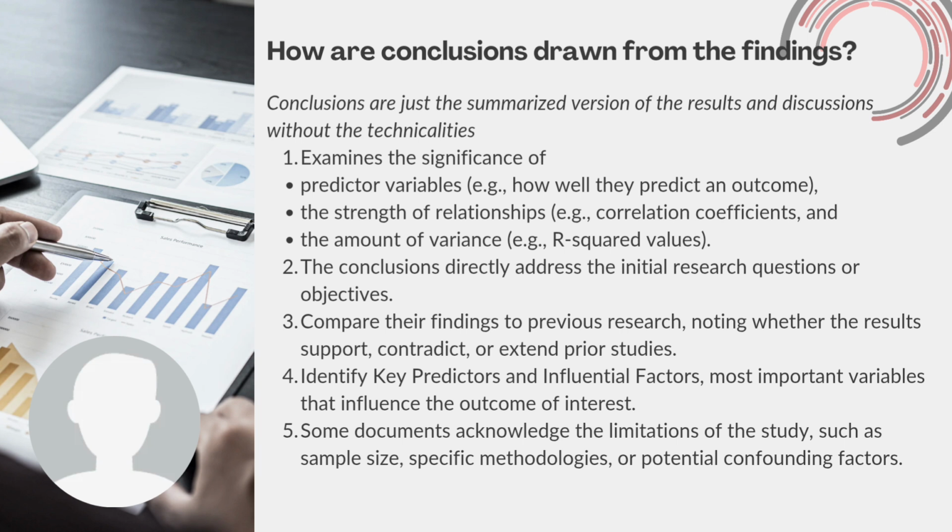Third, it compares the findings to previous research, noting whether the results support, contradict, or extend prior studies. Fourth, it identifies key predictors and influential factors, the most important variables that influence the outcome of interest. Fifth, some documents acknowledge the limitations of the study, such as sample size, specific methodologies, or potential confounding factors.